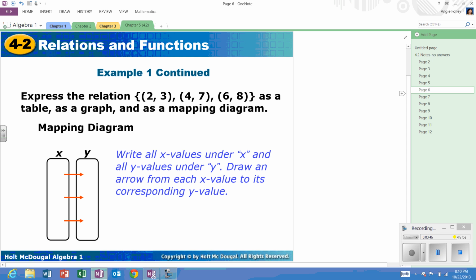Okay, when we express relations, we can also express them by mapping them out. So it wants us to express the relation as a table and as a graph. And then here's the mapping diagram. So we already did the table and the graph on the last slide. The mapping version is when you list out your x values and what they coordinate with in terms of y values, and we use arrows to point to what they go with. So for example, the x value 2 coordinates to the y value 3. The x value 4 coordinates with the y value 7. And the x value 6 coordinates with the y value 8. So again, when we use a mapping diagram, we use arrows pointing from the x values to the y values that they coordinate with.